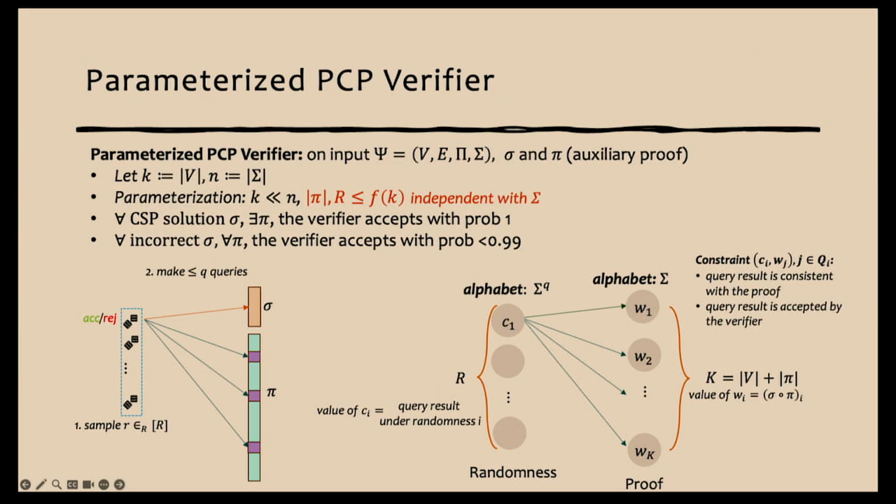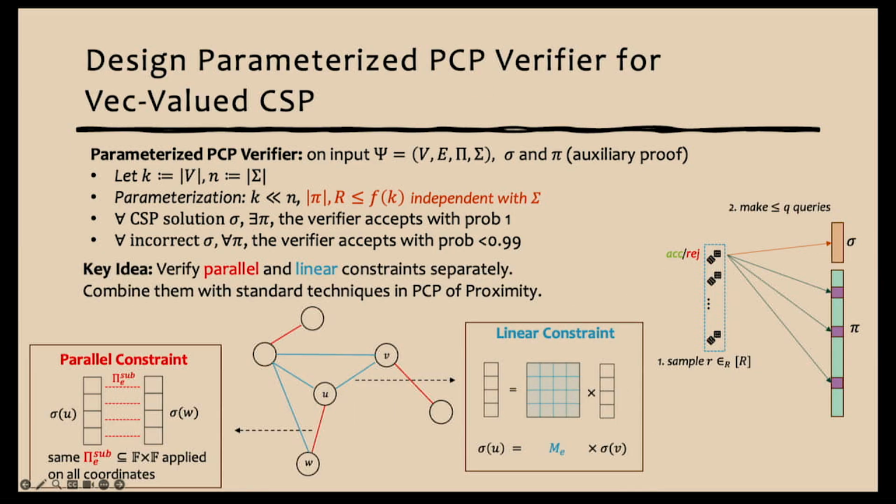So in the parameterized setting, we can also design the parameterized version of the PCP verifier, where we further need to make sure that the length of the proof pi and the randomness R is parameterized and is independent of the alphabet sigma. So how do we design a parameterized PCP verifier for vector-valued CSP?